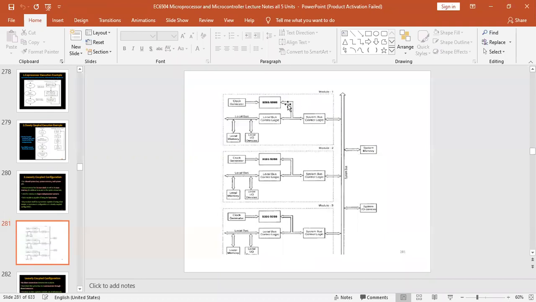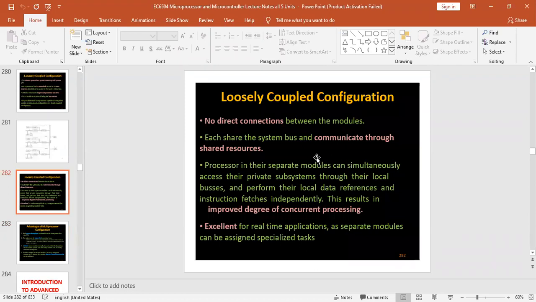By doing this, we can perform multiple operations at a time, and if any module fails, the other modules can still work. That is, the individual module can work independently without affecting the others. The ultimate aim of loosely coupled configuration is that multiple functions can be performed.